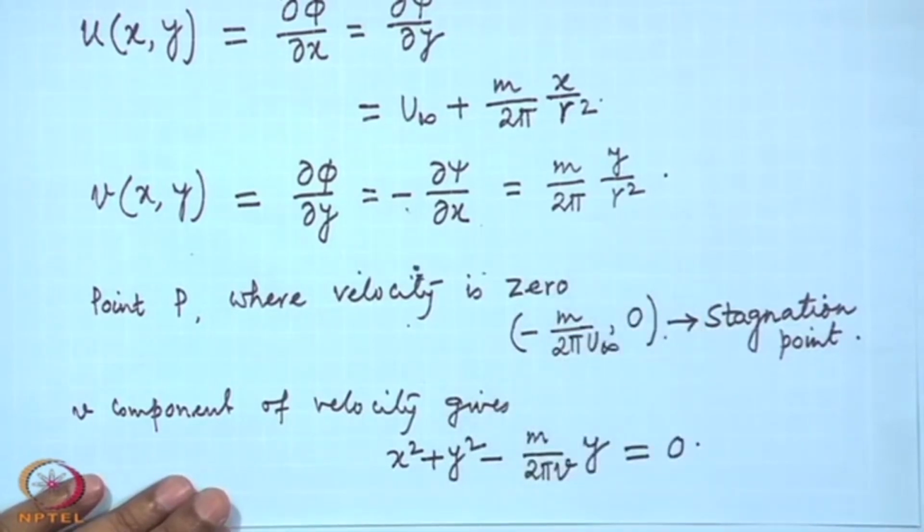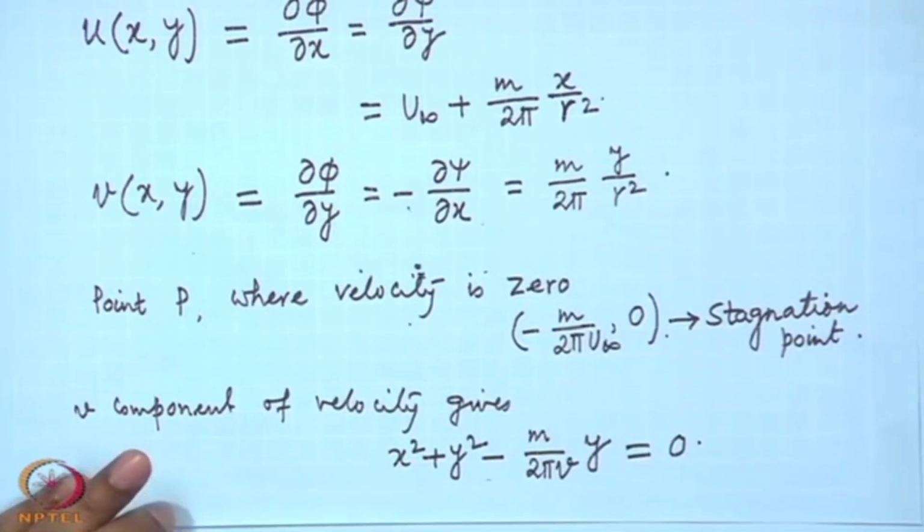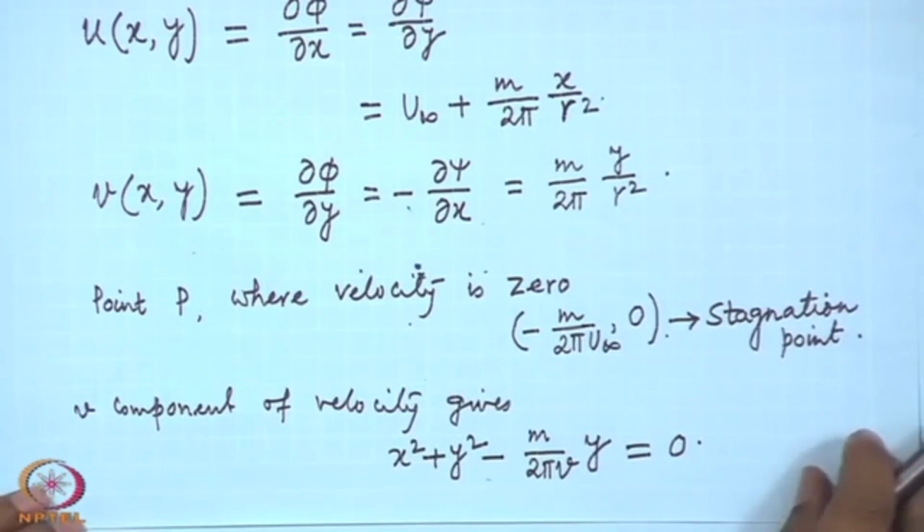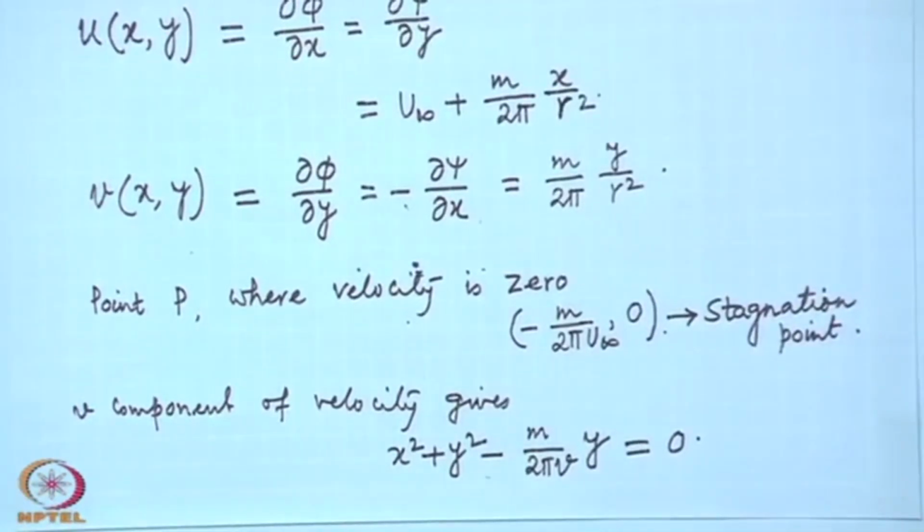R square we have simply written as x square plus y square. What is this? This is an equation of a circle with center at 0, m by 2 pi v. Sorry, m by 4 pi v, circle with center at m by 4 pi v. So, for constant v, if v is fixed, then all these points are on a circle. So, on each circle the vertical component of velocity is constant.